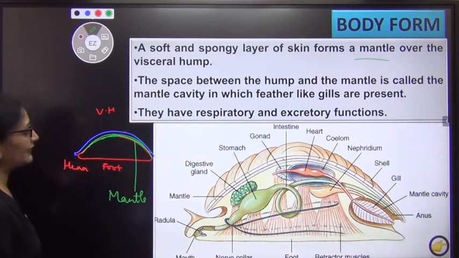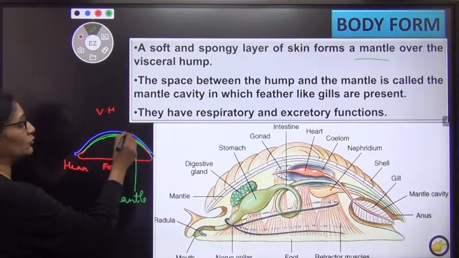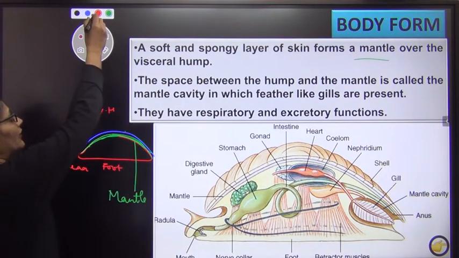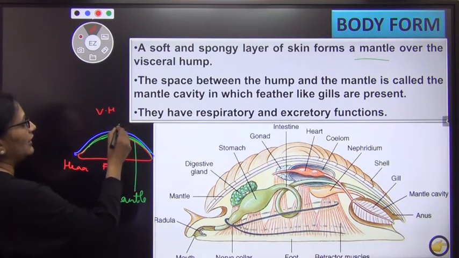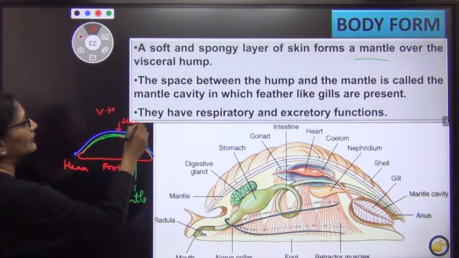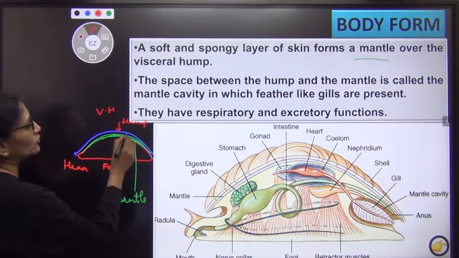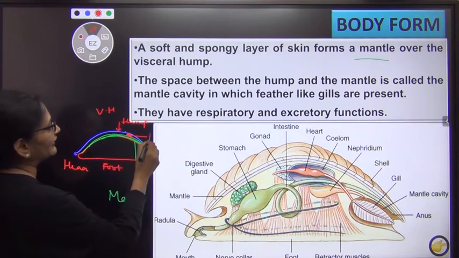The space between the hump and the mantle. Now this is the hump, blue color. Green color is your mantle. Now this is your hump, the visceral hump, right? The space between the two, which I am drawing in red, is called the mantle cavity.